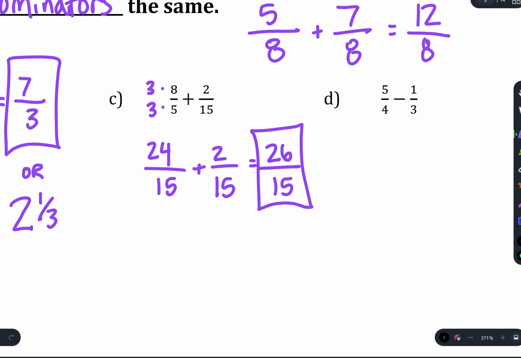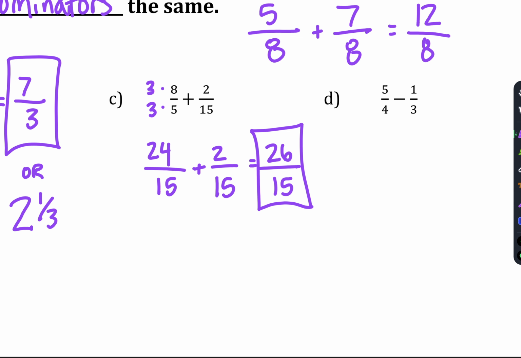Okay, we got letter D. Not as easy as the last one. What are we going to have to do here? Multiply the denominators by what? Yeah. So do you remember the word least common multiple? It's the smallest number that two numbers can multiply together to. So 4 and 3, their least common multiple is 12.